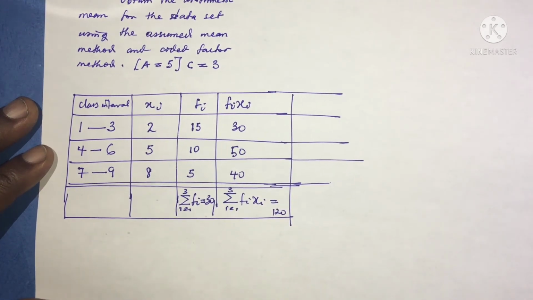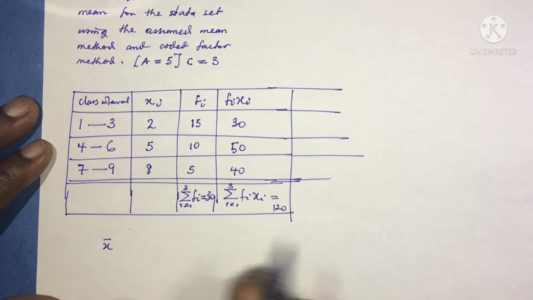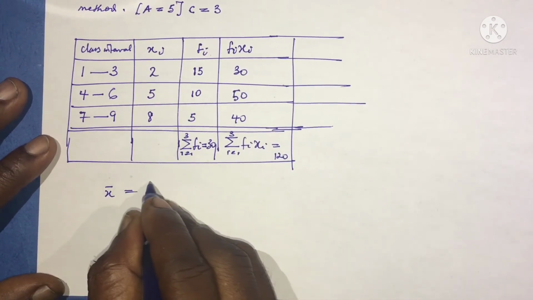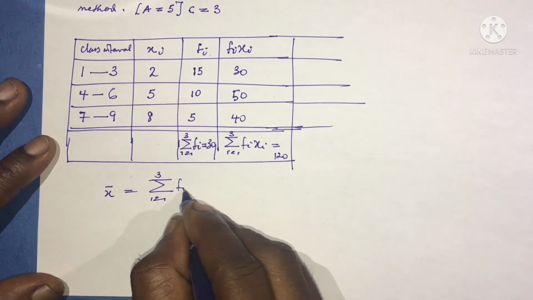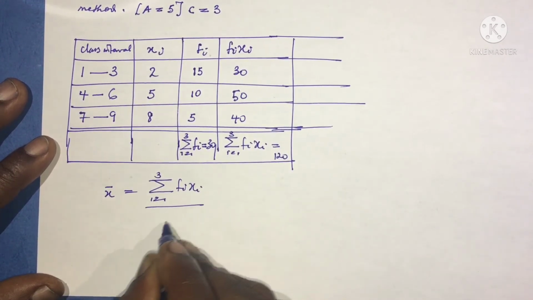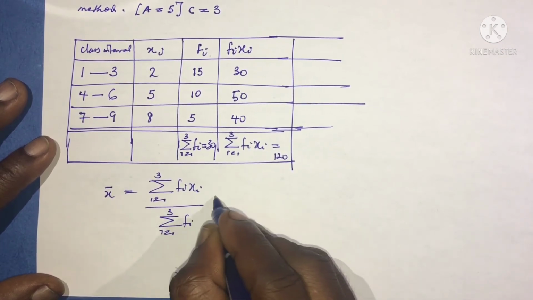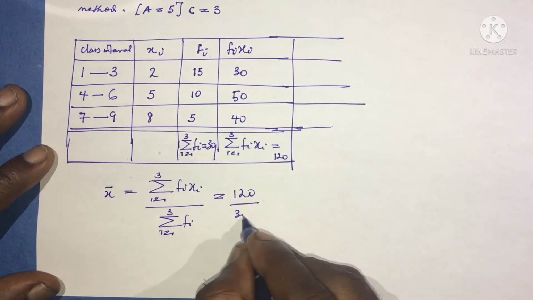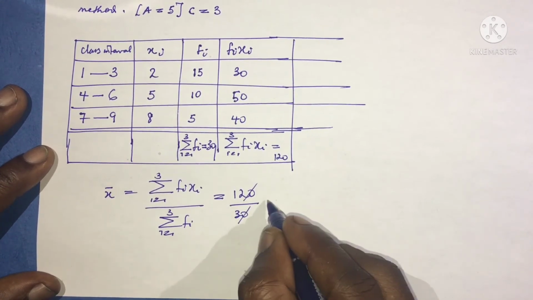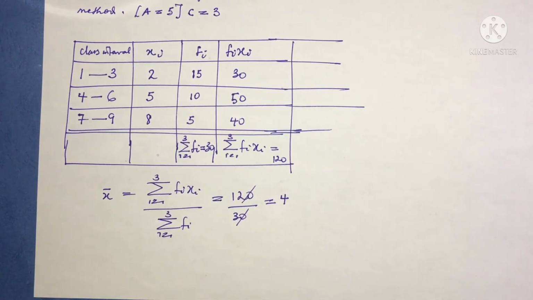Okay, so in this case, our x bar using the normal method would have been summation from i equals 1 to 3 of FiXi all over summation Fi from i equals 1 to 3. So this will give you 120 all over 30, and that will reduce to 4. So the mean will be 4 using the normal method.